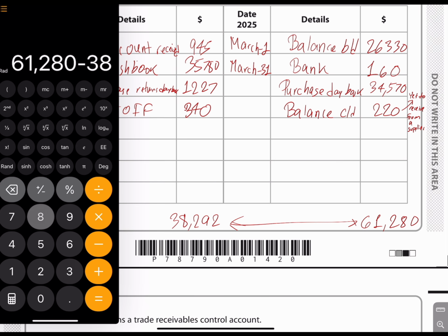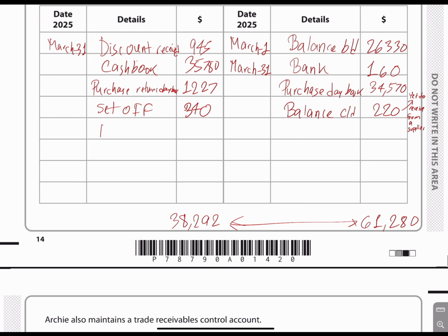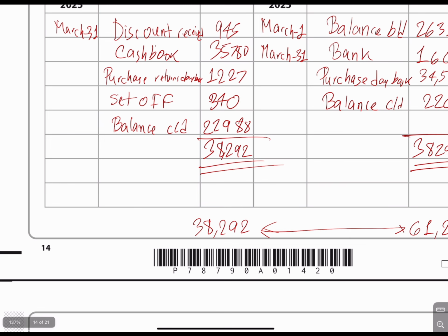And what's the difference between these two sides? Minus 38292. So the difference is 22988. Balance c/d on the left side, 22988. So we get our total 38292. We balance it. And now, what does this balance show?